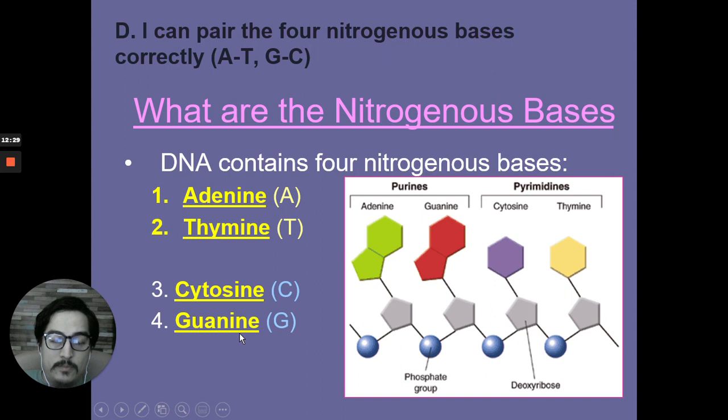I'll give you a little trick, and it's going to make your life so much easier. Just remember the first letter of each. That's it. Adenine, that's the one with the A. Thymine is the one with the T. Cytosine is the one with the C. And then guanine is the one with the G. Okay? That's going to be super important for the rest of the next 2 weeks.